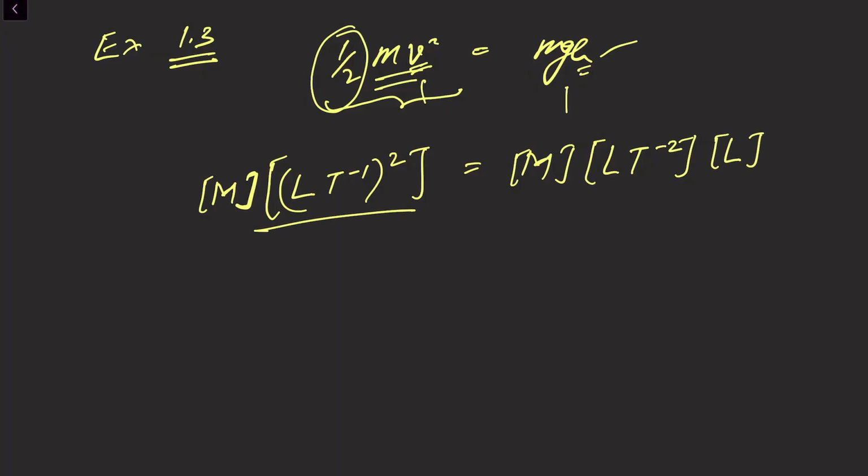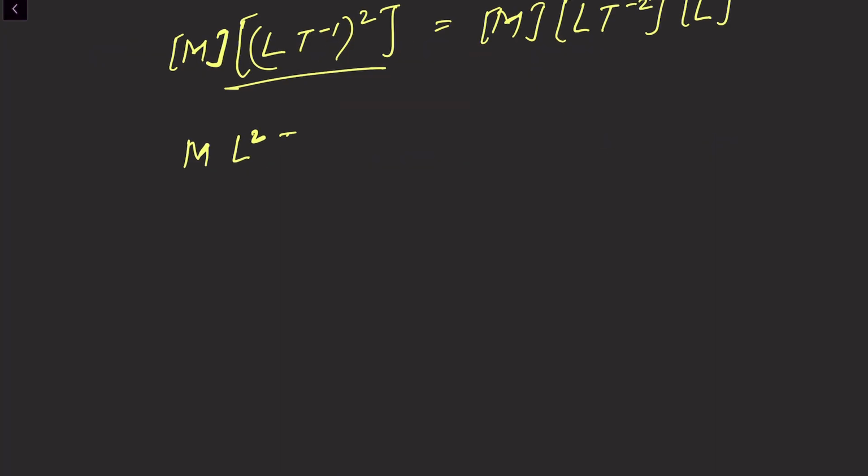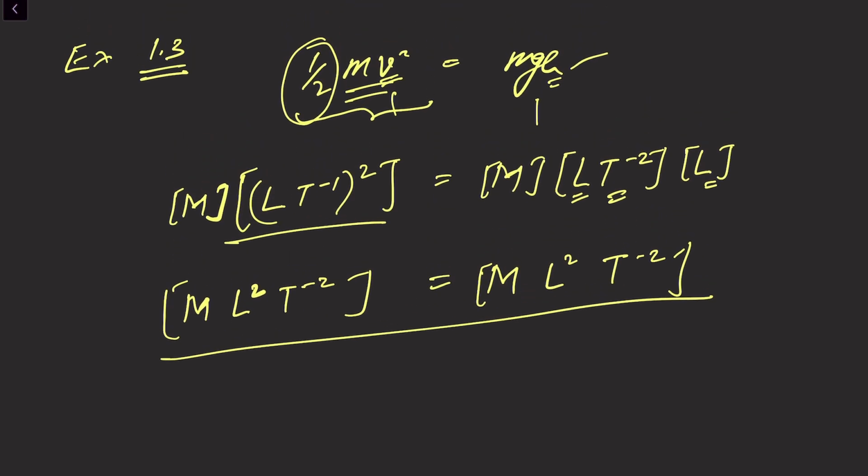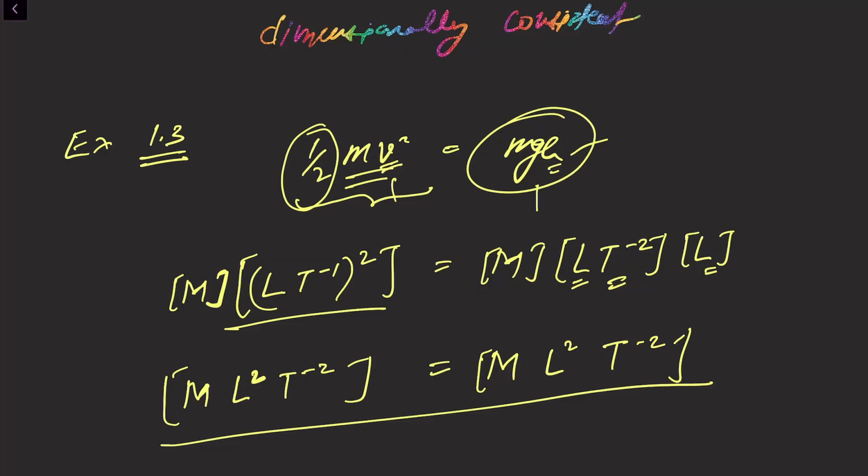Now let us solve this. M L square T to the power minus 2. What about the right hand side? M, L times L gives L square, and T to the power minus 2. Both sides the dimensions are coming out equal. So it means that m g h is dimensionally similar to half m v square, right? So kinetic energy is dimensionally similar to potential energy, right? This is the potential energy, this is the kinetic energy.